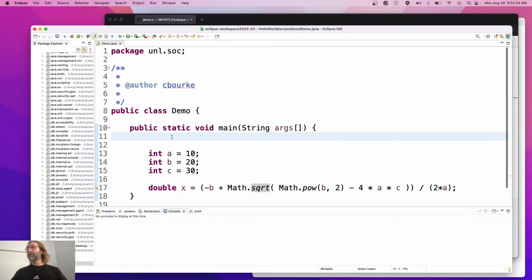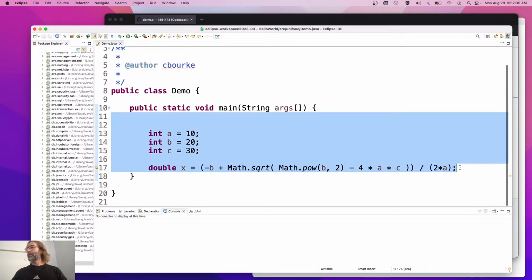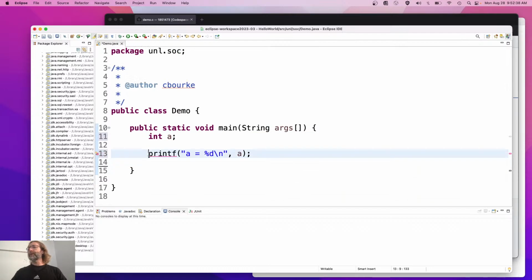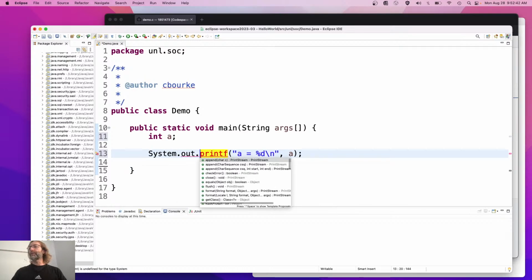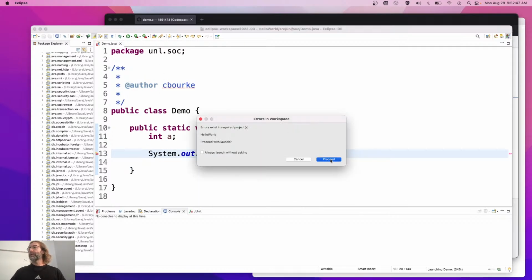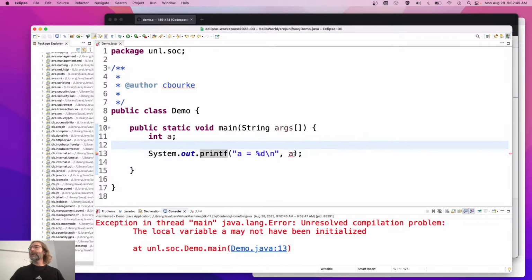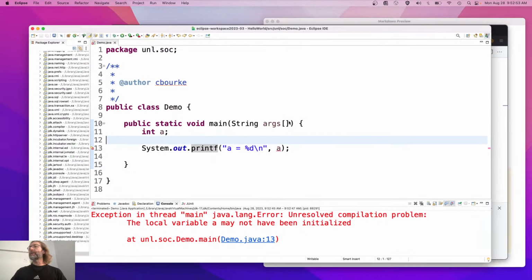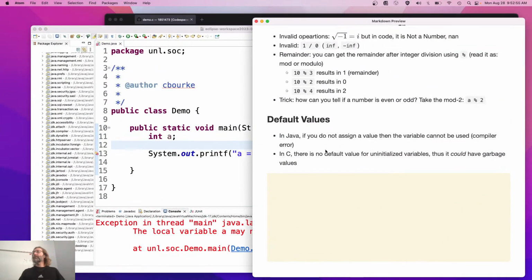Let's get rid of that. Now, I don't have printf, but I do have System.out.printf. Right? Let's run that. In fact, is it even going to let me do that? It's not even going to let me compile. Why? The local variable A may not have been initialized. So in Java, if you do not assign a value to the variable, it cannot be used. That's a compiler error. There's no default value.